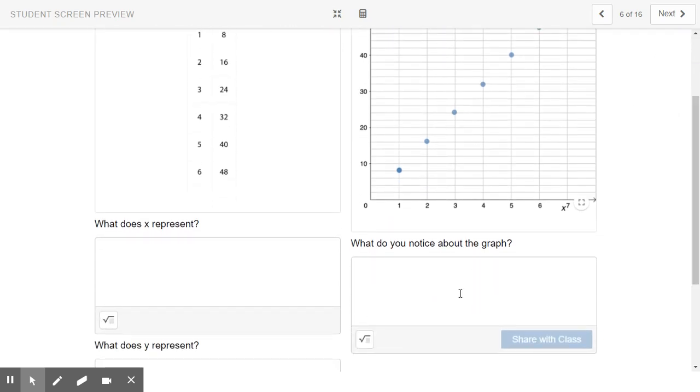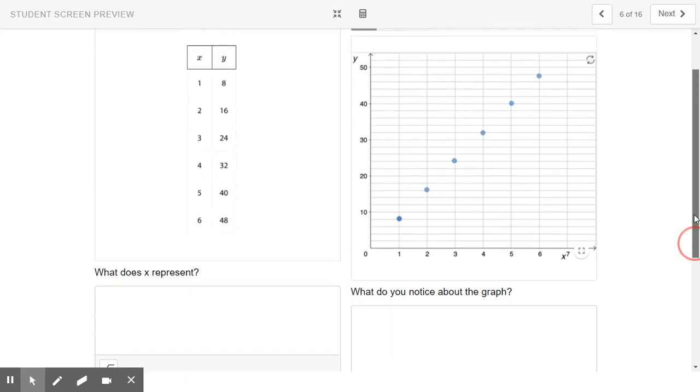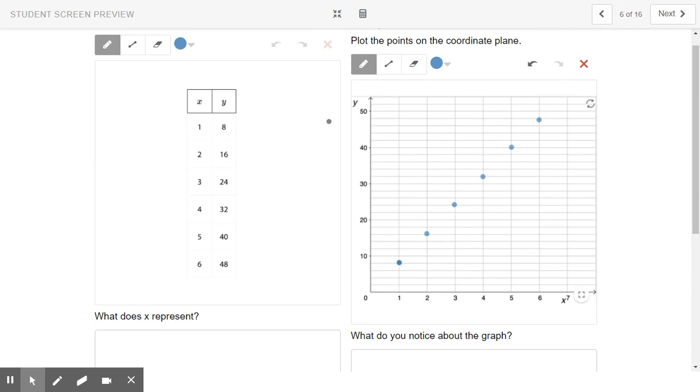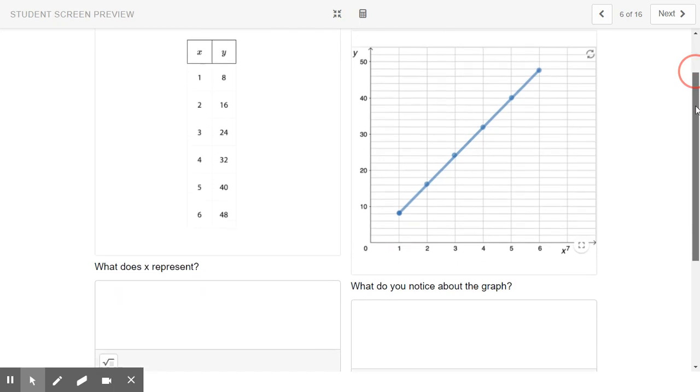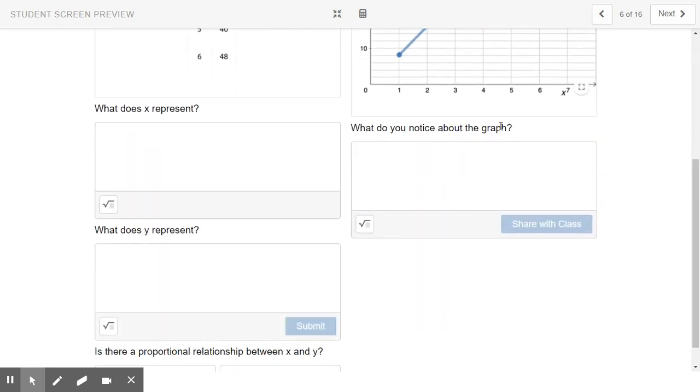What are you noticing about the graph? I noticed that they all kind of line up. They're going in a diagonal line. And I'm going to draw a line and connect them. They do. They make a perfect line. That's kind of cool. Okay. So I noticed they make a diagonal line.